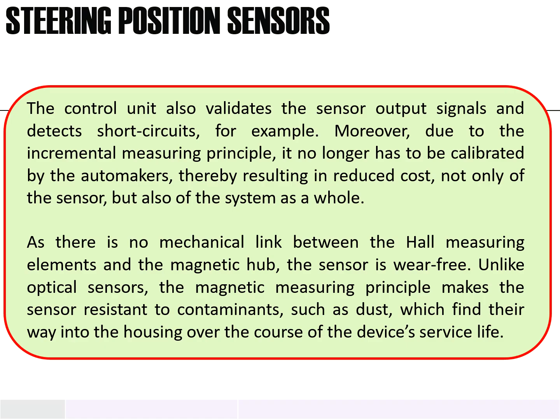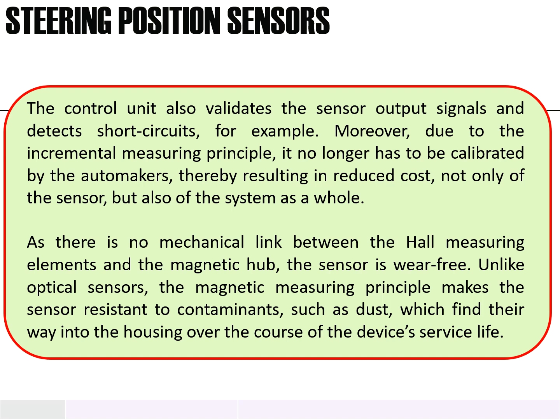The control unit also performs another important function. It validates the sensor output signals. For example, it can detect conditions such as a short circuit. This improves the reliability of the overall system. Another advantage of the incremental measuring principle is that the sensor does not require calibration by the vehicle. This is one of the advantages, and it is manufactured in the same way as some other sensing arrangements also.